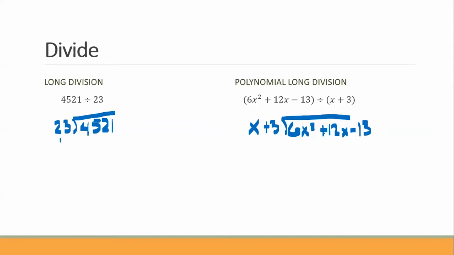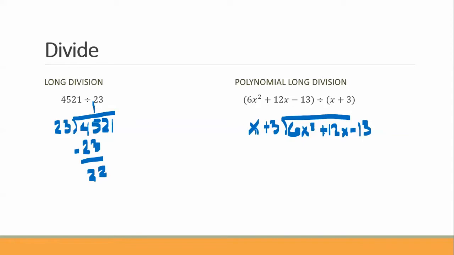So our first step for this is how many 23s go into 45. There's one 23 that goes into 45, and then you multiply 1 times 23 to get this. And a lot of times you forget this, but we're actually subtracting, and we have 22.